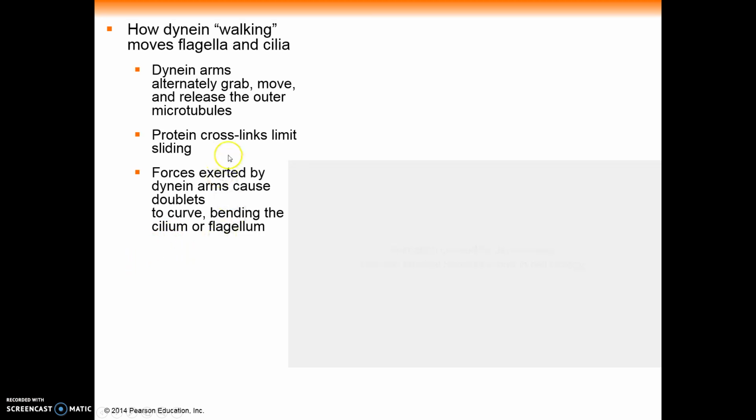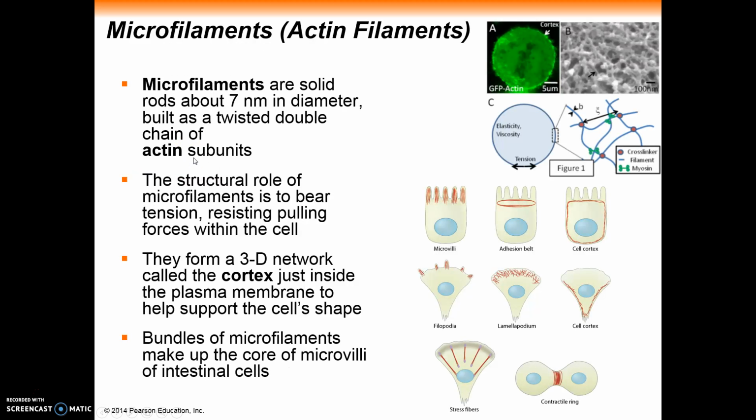Now, that is not the only molecular motor we have in the cells. We also have actin that can work in a motor type of scenario. So microfilaments, which are made up of actin, produce kind of a twisted double chain of actin subunits. These are not very good at resisting bending or squeezing, but they do bear tension, so they handle pulling.